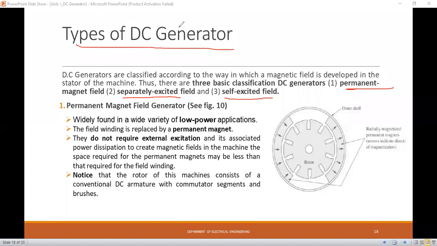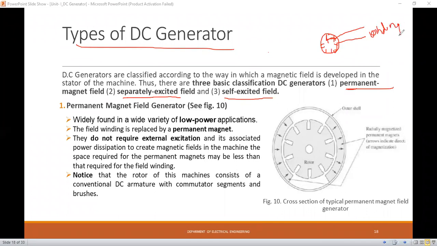Okay, you people know that, as we have already told, one of the DC generators has some poles. Suppose a 4-pole DC machine is there. On those 4 poles some winding is wound, and an extra excitation is needed for that winding. So the winding excitation is necessary.